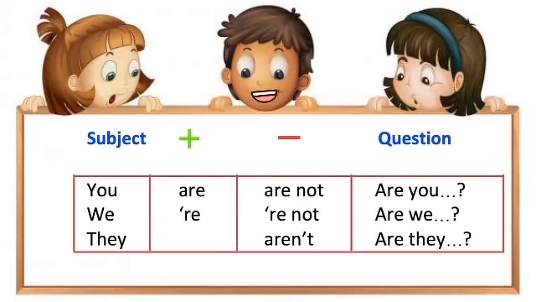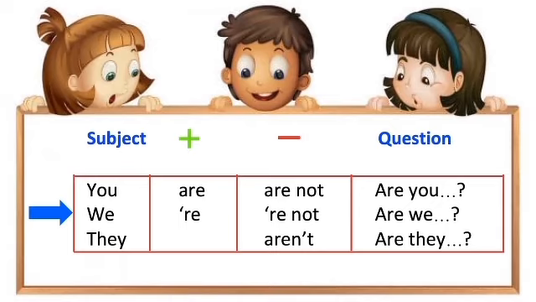Are is used for plural nouns and the subjects you, we, they. A plural noun refers to more than one person, place, or thing. The positive form is the subject plus are. You are, we are, they are. Or we can use a contraction: you're, we're, they're.